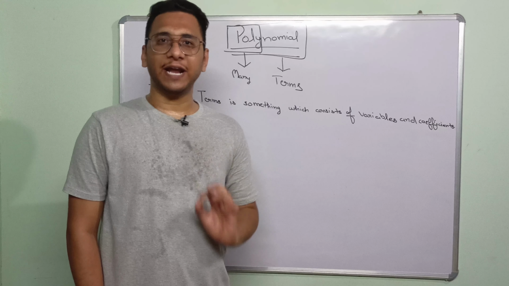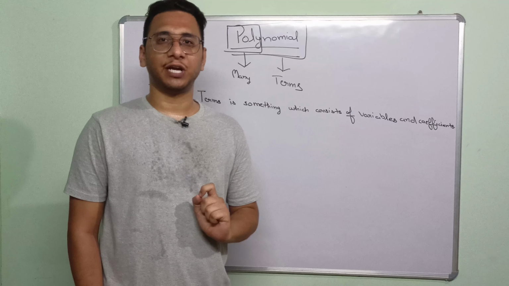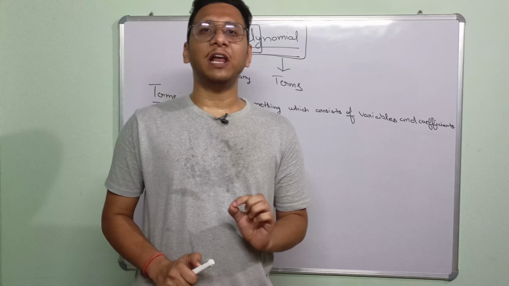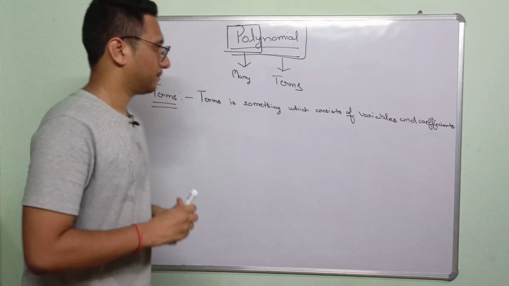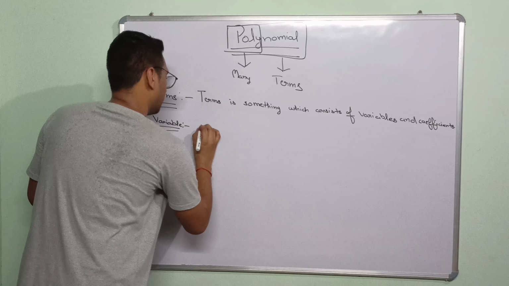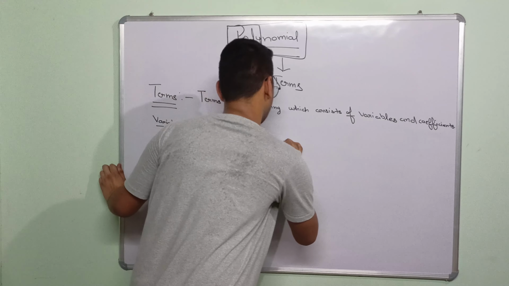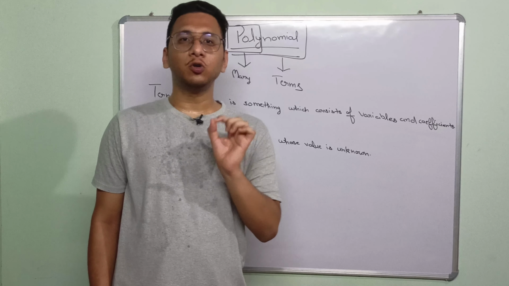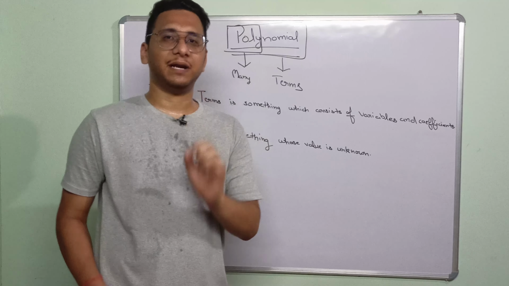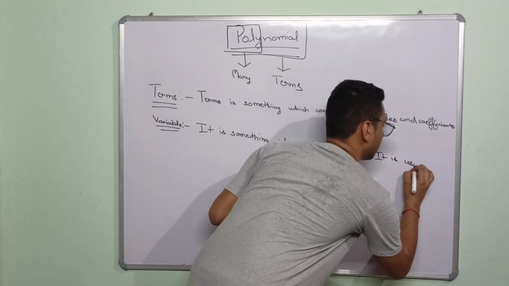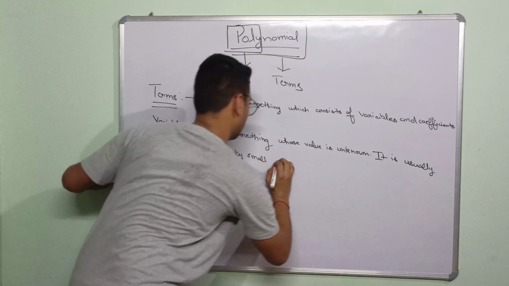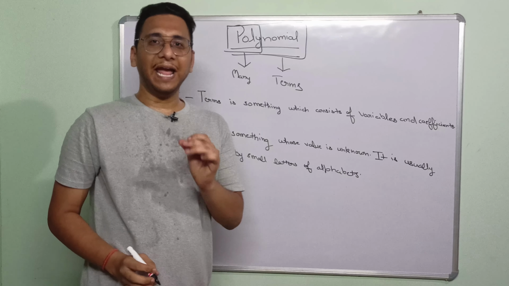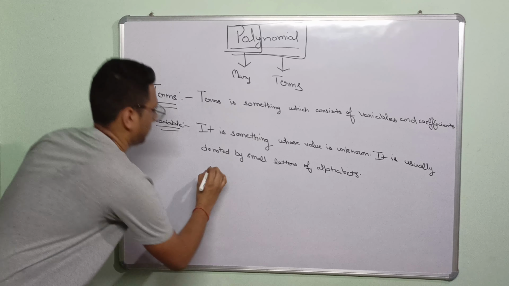So now the next question arises, what is variable and what is coefficient? We are going to understand what is variable. Variable is something whose value is unknown in the term. In any term, variable is usually denoted by the small letter of alphabets. For example, X, Y, Z, etc.